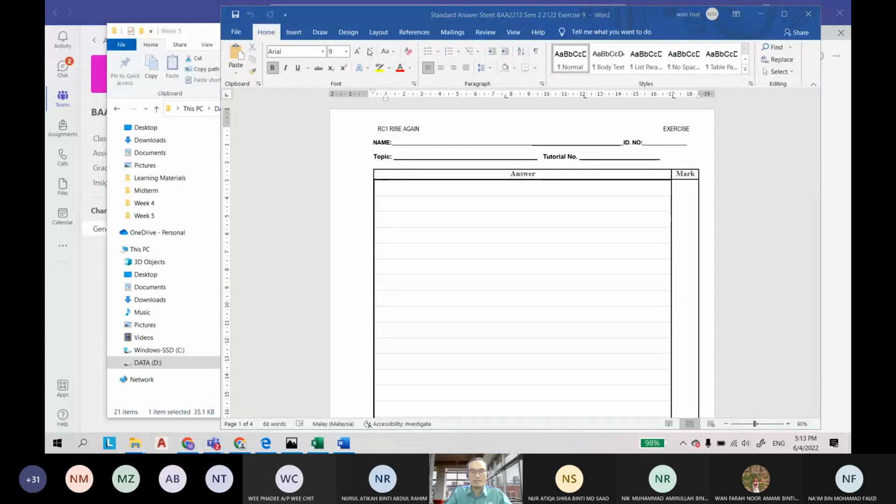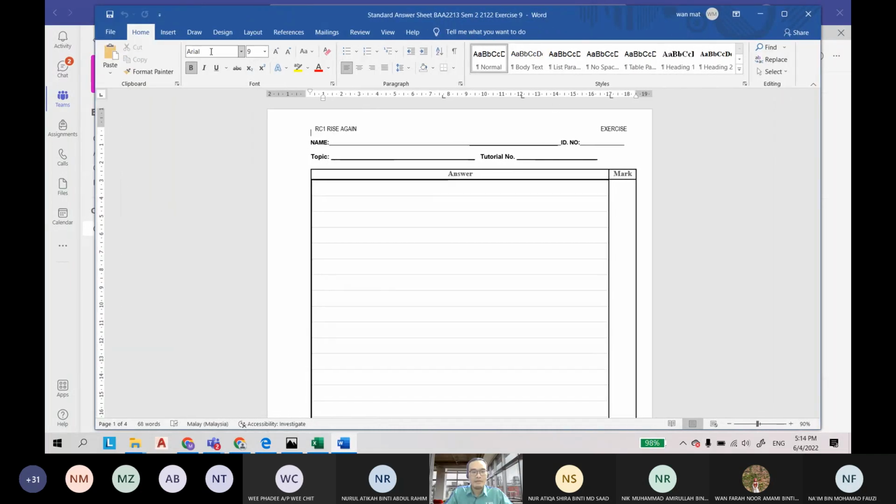Okay, in this video I will discuss exercise number 9, which is still the shear reinforcement for a rectangular section beam. Okay, rectangular beam section. I hope you can see my screen. Let's do it faster.